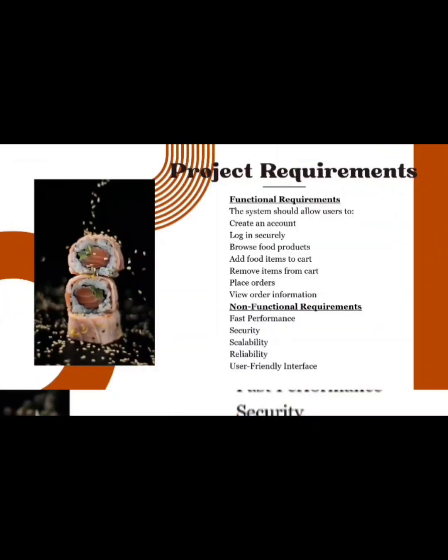Then the project requirements. Every software project starts with identifying its requirements. The project requirements are classified into two, which are functional requirements and non-functional requirements. Functional requirements describe what the application should do. These include user registration, secure login, browsing food items, adding products to the cart, removing items, and placing orders. Whereas non-functional requirements describe how well the application should perform. These include security, reliability, scalability, fast response time, and a user-friendly interface. Meeting both functional and non-functional requirements ensures that the application is useful as well as efficient.